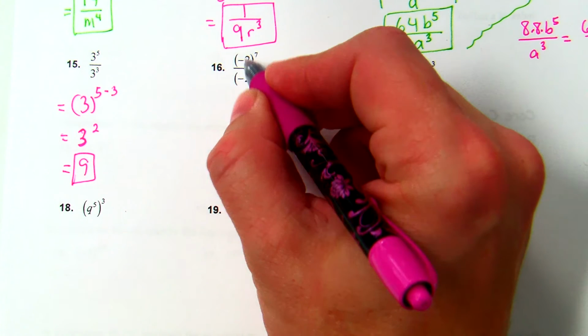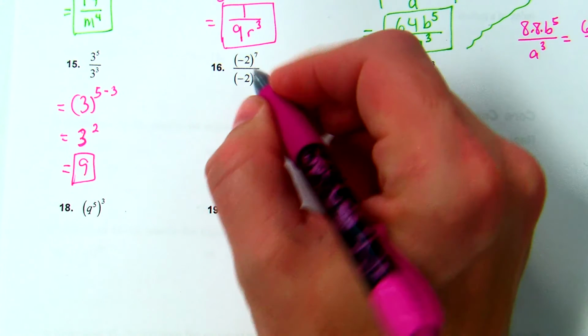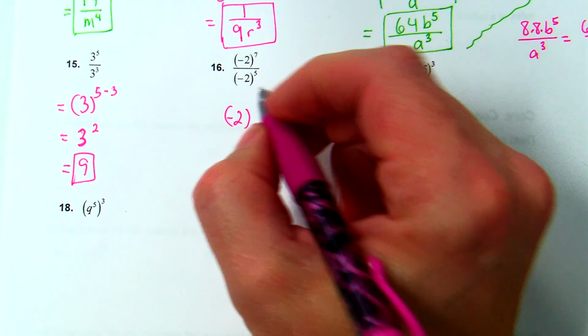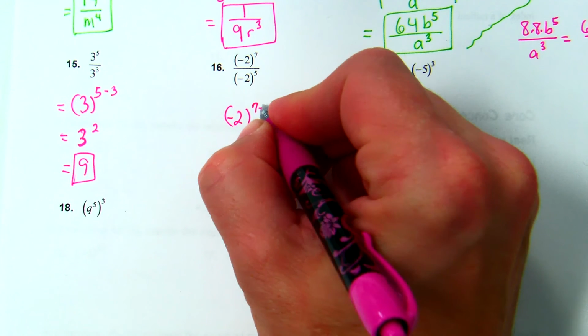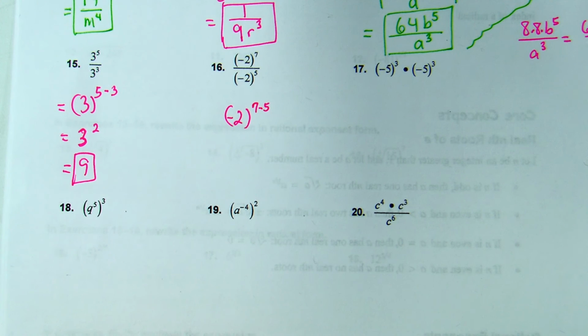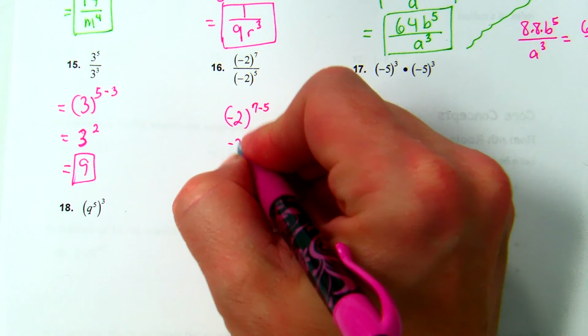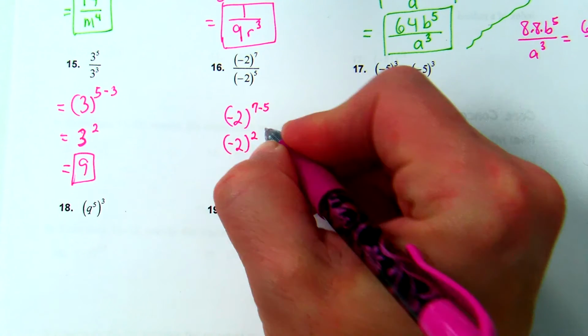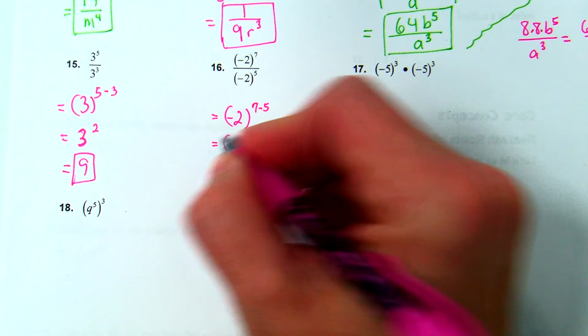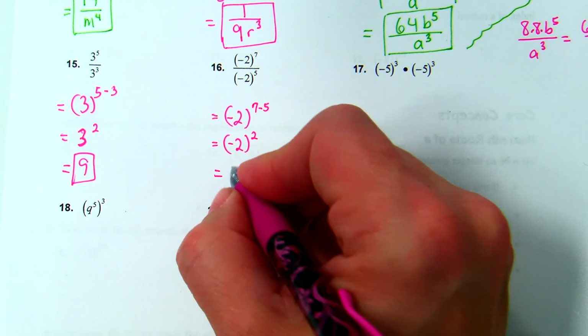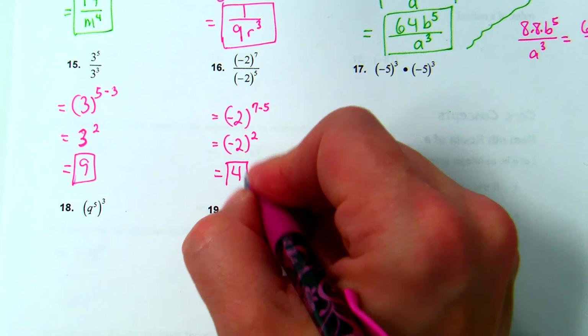Here we've got the same base. We can subtract the powers. We've got negative 2 in parentheses to the exponent of 7 minus 5. So it's going to be negative 2 to the second power, or negative 2 squared, which again we know is just going to be 4.